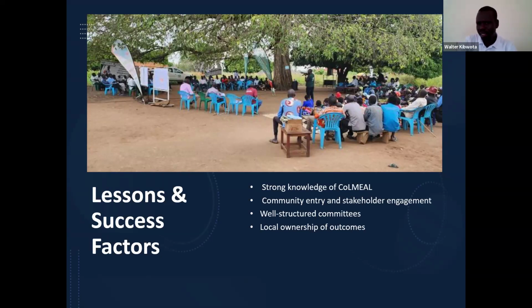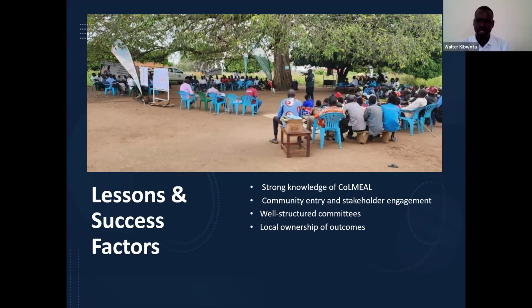Community entry and stakeholder engagement is very, very key. As you look at this, the way one of our staff was speaking here, everyone was attentive and we know who should not be left. And then well-structured committees. I really feel like women are more powerful in this committee. The best CoMEL village in Uganda is being led by a female, and they are the ones doing the best.